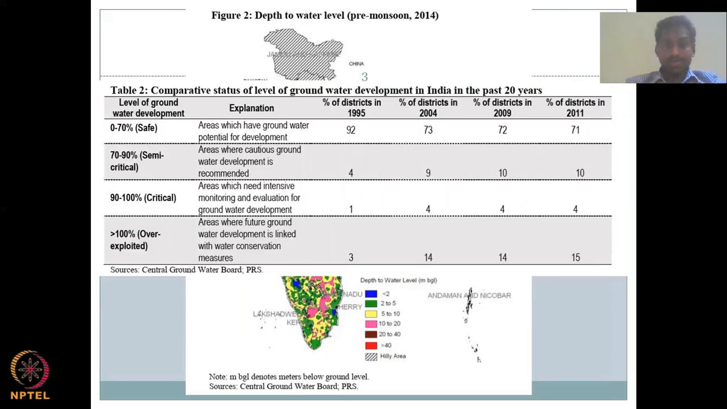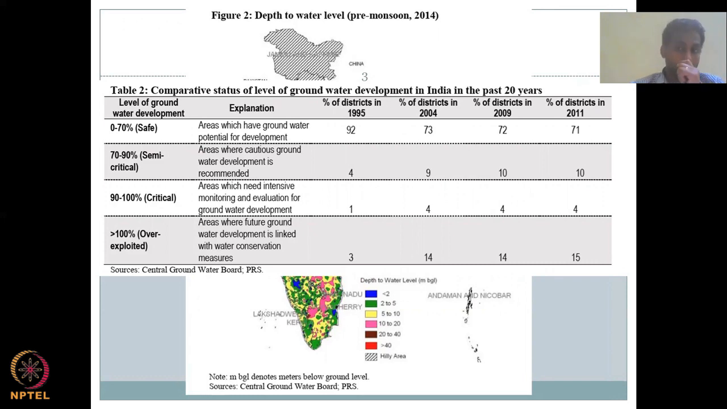Let's look at a table of comparisons at block level. As I mentioned earlier, the Central Groundwater Board characterizes the blocks as safe, semi-critical, critical, and overexploited, based on the groundwater use. If they use 0 to 70% of the annual recharge, you can still use some water, and 30% could be given to ecosystem services, base flow, stream flow generation, etc. 70 to 90% is semi-critical, and anywhere 90 to 100%, which means you are using the annual replenishable water in the groundwater every year, is critical.